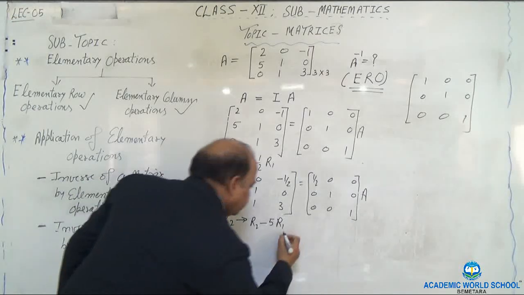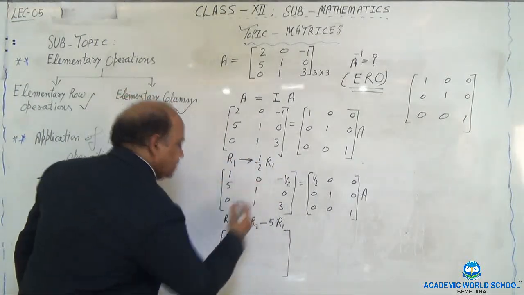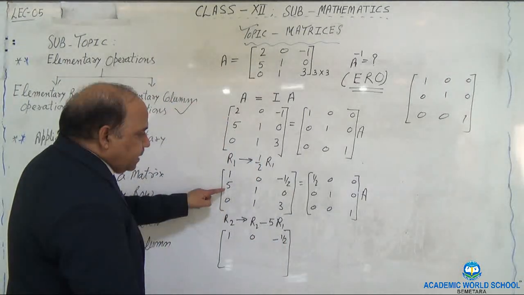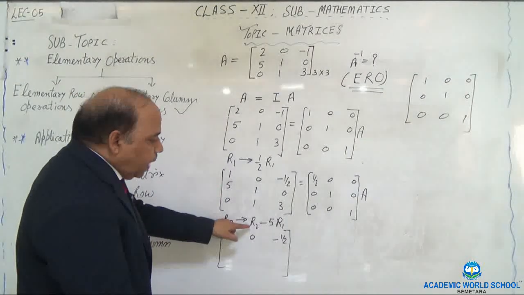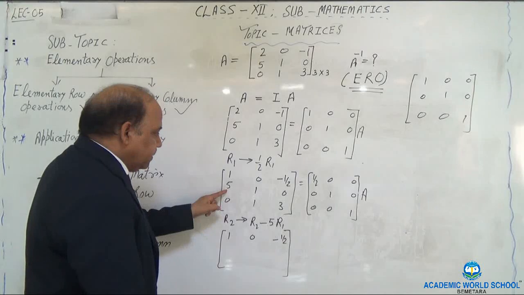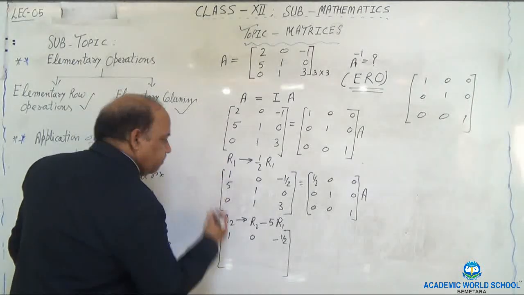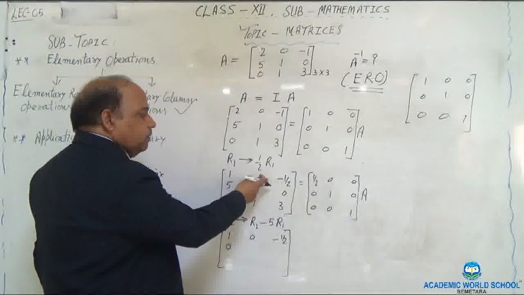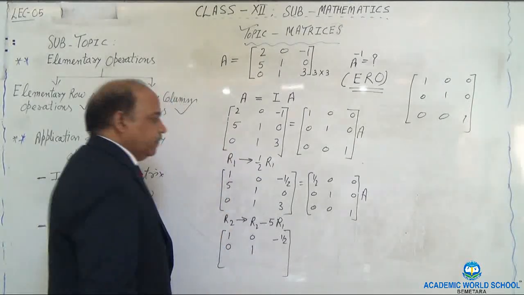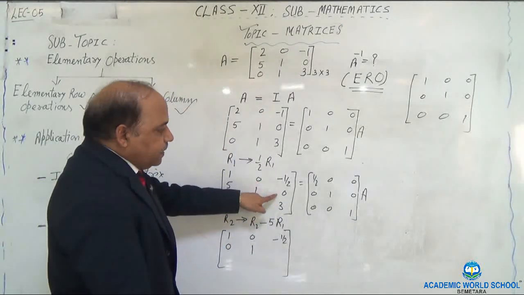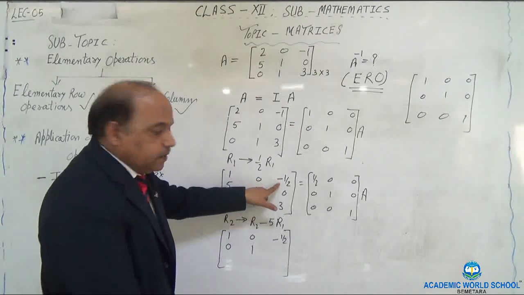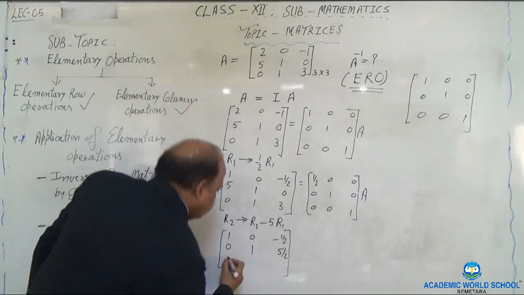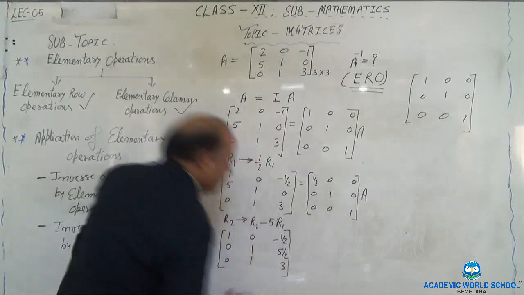So if I make that change, what are we getting? R1 will remain as it is: 1, 0, minus half. The change is in place of R2. R2 minus 5 times R1 we are writing. 5 times minus this, it will become 0. Now from here, 5 times 0 is 0, subtract that, it will remain 1. From here 5 times of this we are subtracting. When you subtract, this minus will become plus and it will become 5 by 2. Last row, there is no change, so write down as it is: 0, 1, 3.